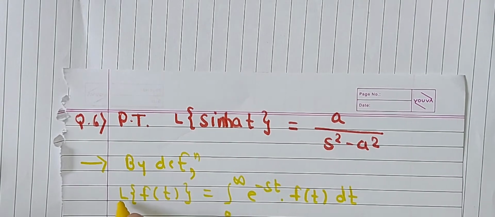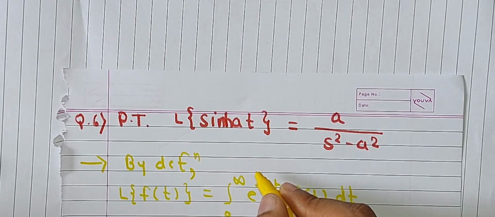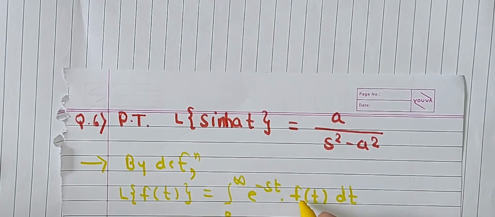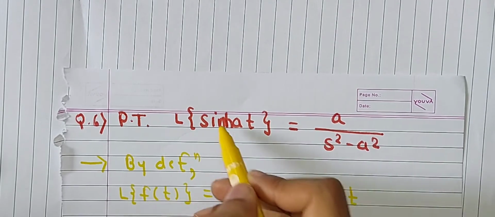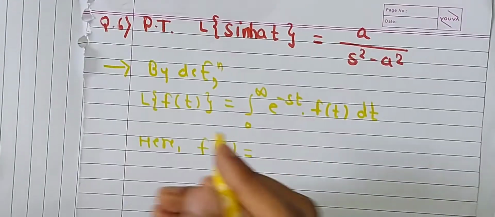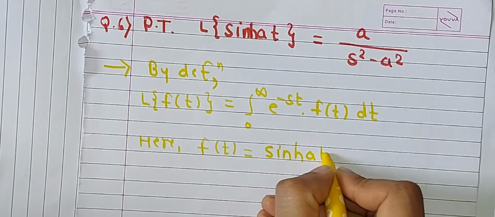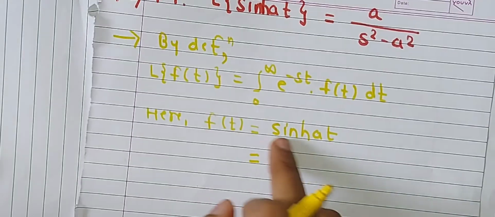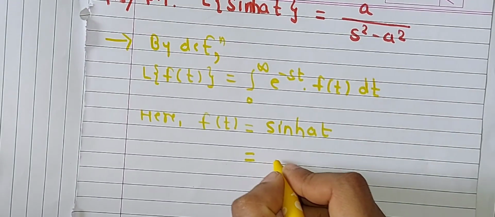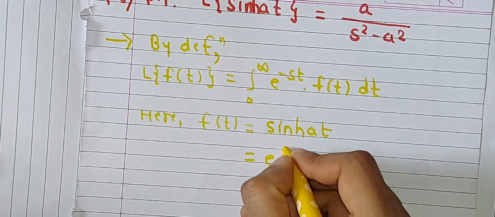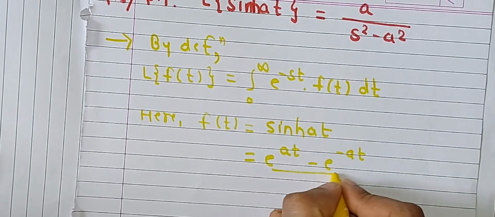lecture 1, that is, the Laplace transformation of f(t) is equal to the integral from 0 to infinity of e raised to minus st into f(t) dt. Compare this with the left-hand side, that is f(t) is equal to sinh(at), and when we convert this hyperbolic sine into exponential form, that form will be e raised to at minus e raised to minus at, divided by 2.